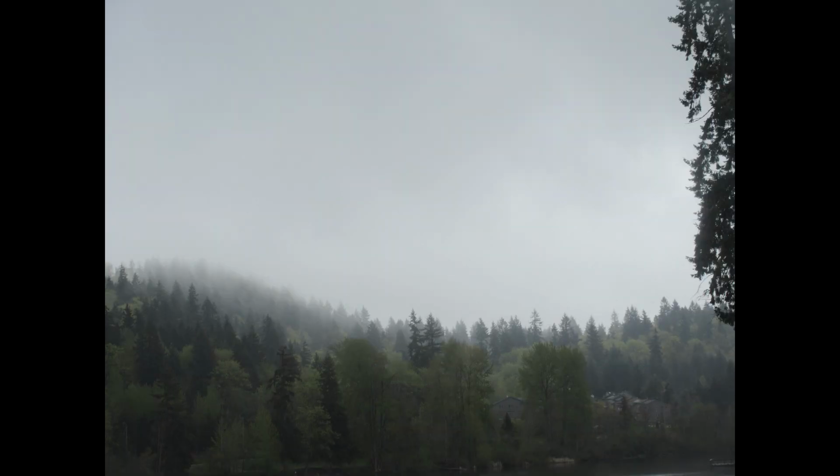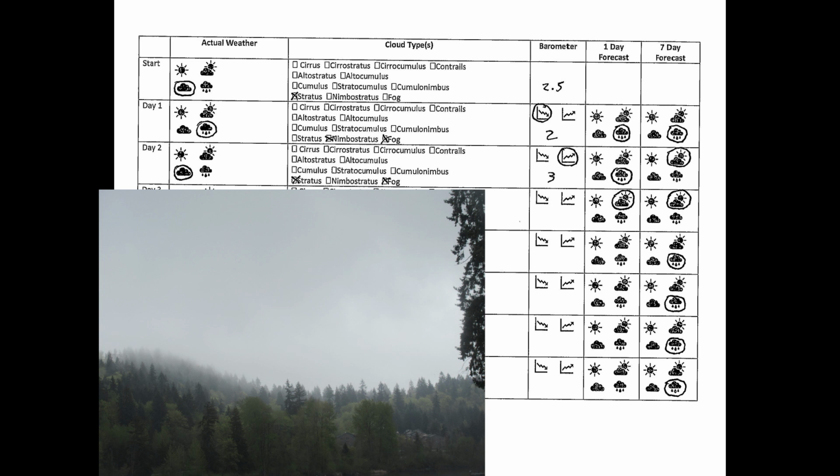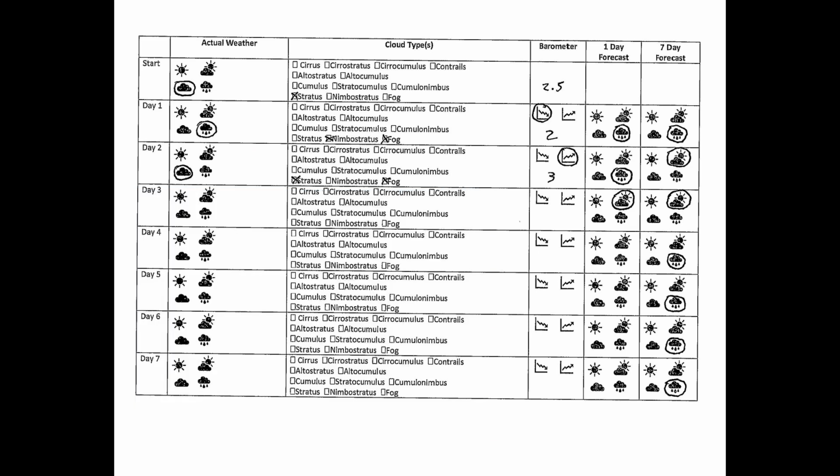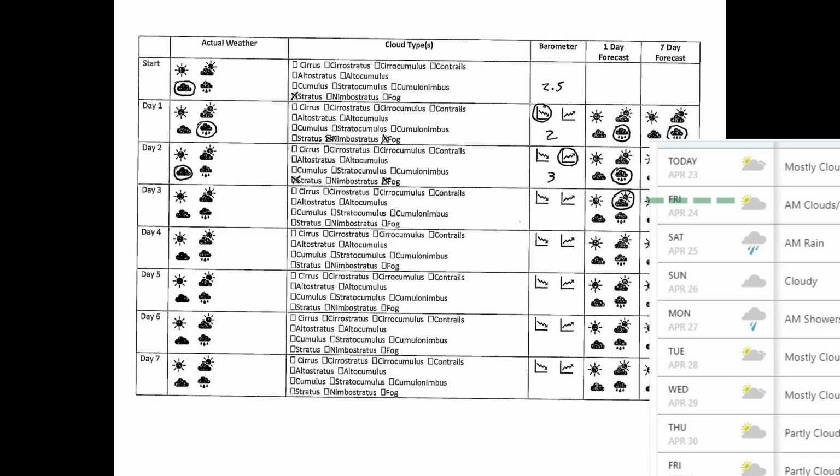The next day, we do the same thing. We go out and check the weather. We find that we have stratus clouds and fog, but no real rain. So both the professional prediction and our prediction were kind of wrong. We check our barometer, and it shows 3. That means we have a rising barometer, so the weather should improve. We check the professionals' prediction, and they too are predicting better weather, partly sunny.